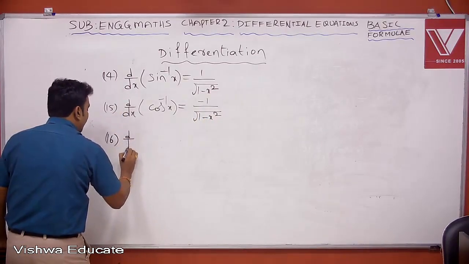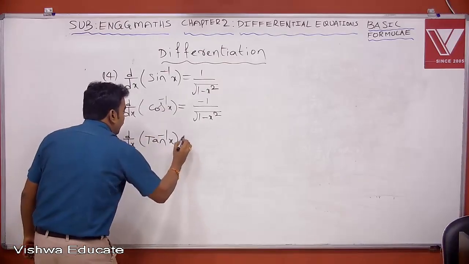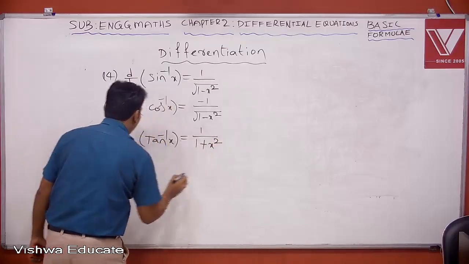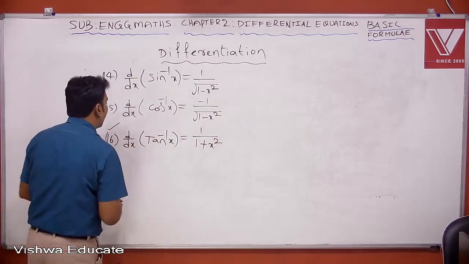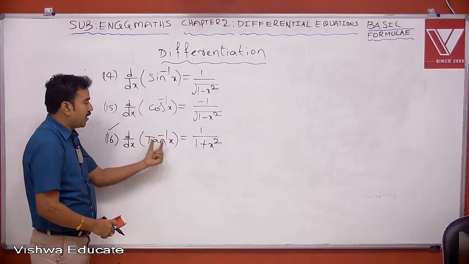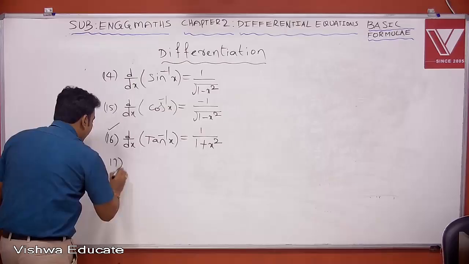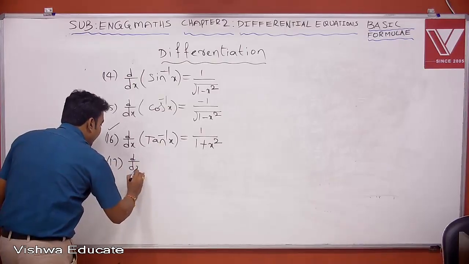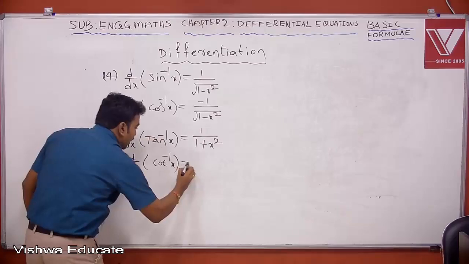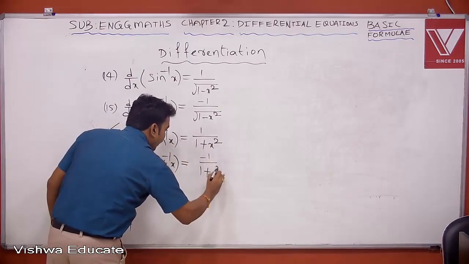Next, d by dx of tan inverse x. This is 1 divided by 1 plus x square. This result is very useful while solving many GATE and IES questions. Derivative of tan inverse x is 1 by 1 plus x square. Next, formula number 17. d by dx of cot inverse x. This is nothing but minus of this: minus 1 by 1 plus x square.